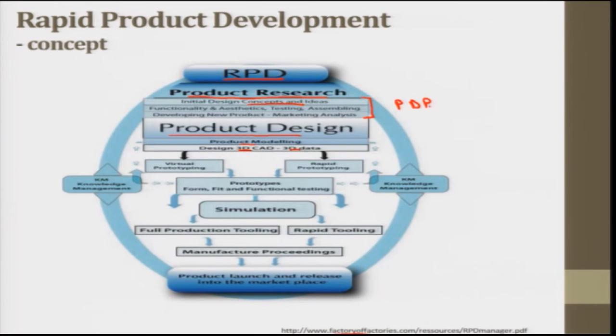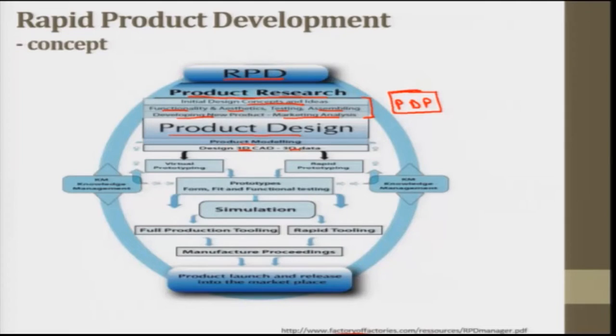This is the product development process that we discussed in the first or second week of this course. Functionality, aesthetics, testing, assembling, design for assembly, all those things. Then developing a new product, market analysis. The different analyses are conducted before actually designing the product. What is the need of the consumer? What are the changes that the consumer needs in the present product? Is it a new product? Is it a change by evolution, or is it a change by innovation? All those things we need to identify.